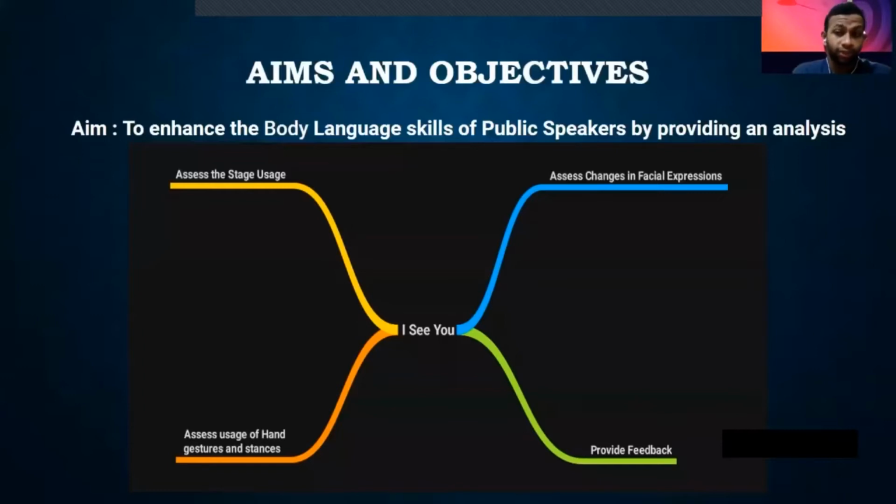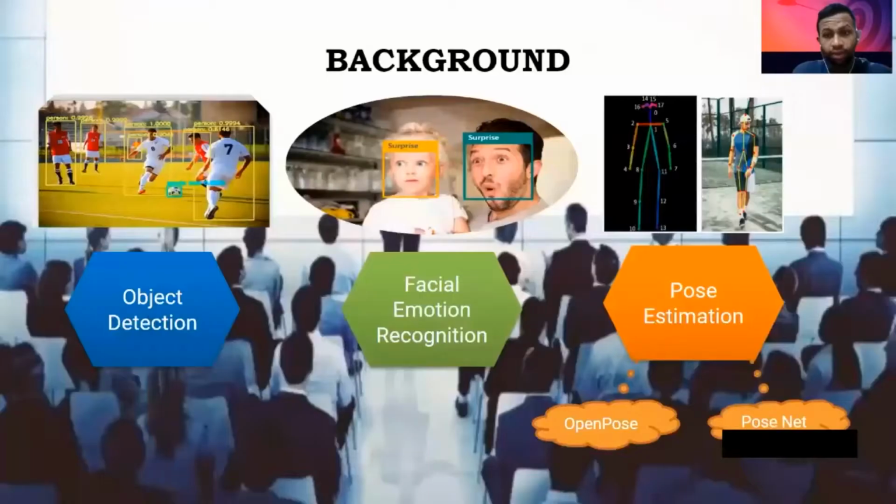So these are the main objectives of this project: to enhance the body language skills of public speakers by providing an analysis. And we do three things. Number one, assess the stage usage, assess the facial expressions and hand gestures, and then provide feedback. So let's talk a bit about the background of this.